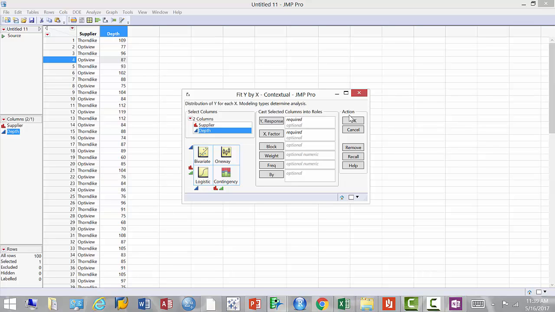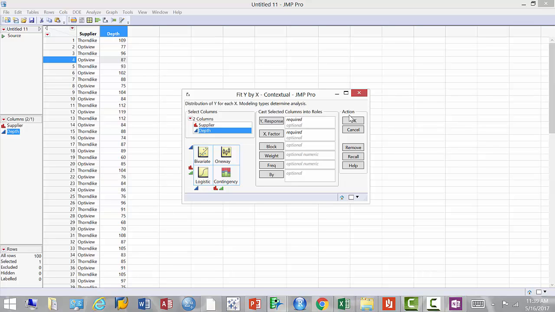That is my response variable, right? I'm analyzing numerical data, okay? I'm trying to distinguish if there is a difference between two different companies, right? Company OptiView and company Thorndike. So it's as if I'm studying, broadly speaking, does it matter which company I pick as the supplier? That's the question that I'm addressing, right?